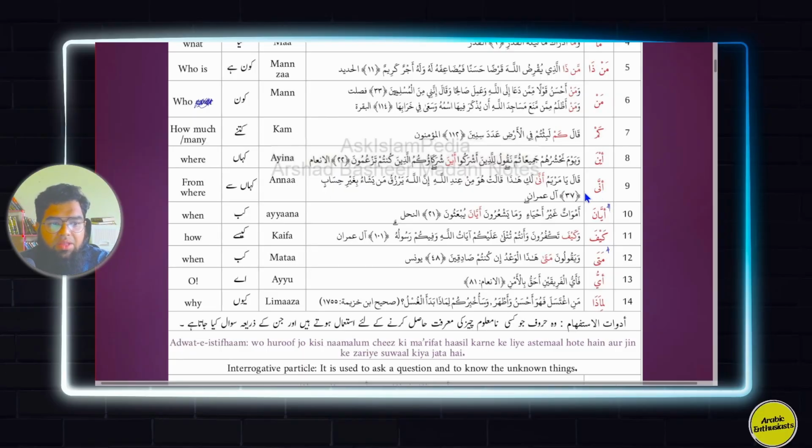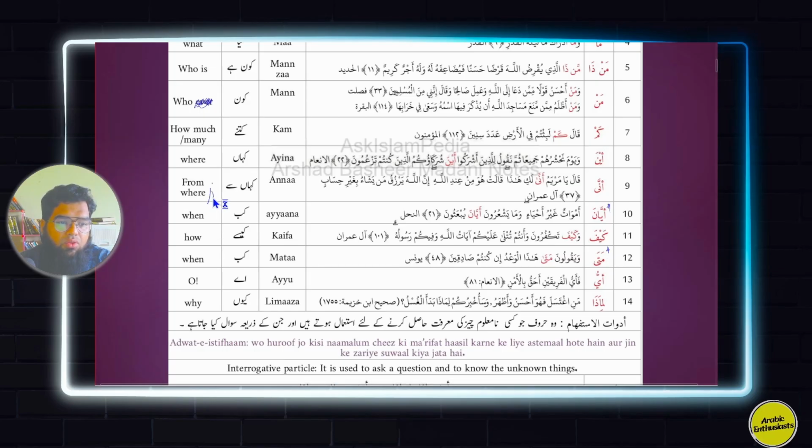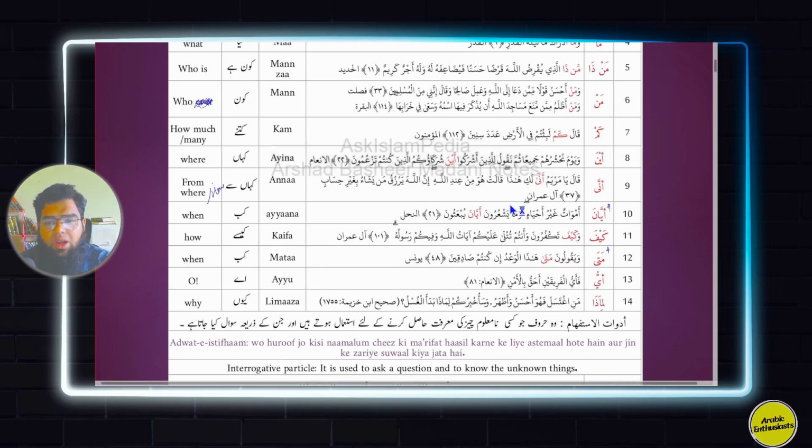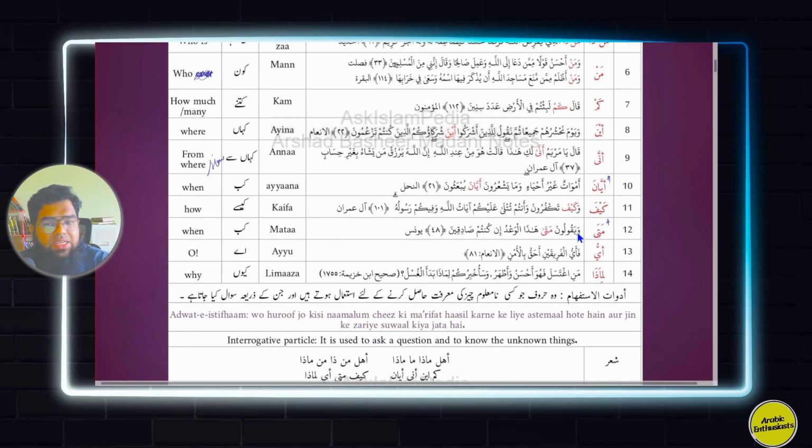Anna. So anna can be from where and also how. Min aina or how? Anna. Then ayyana is used for when, for big things like qiyamah and all that. You can use ayyana instead of mata. Kaifa, how? And how can you disbelieve while the ayats of Allah are recited to you and in you is His messenger? So kaifa.